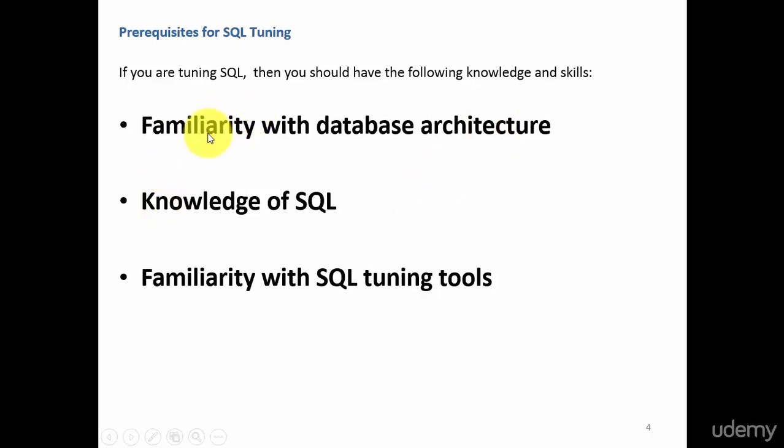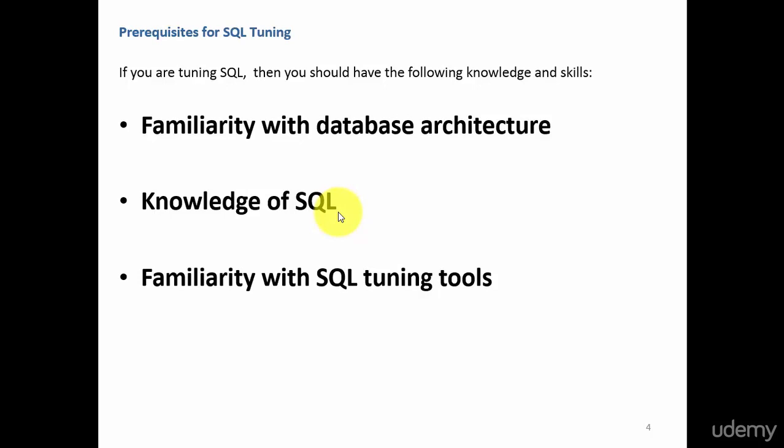The second thing is you need to have knowledge of SQL. That means what tables to use, when to join each table, whether to join table A and table B and table C, or whether to join table B, table C and table A. So you see, you need to understand how well the data can be joined to write a perfect SQL.